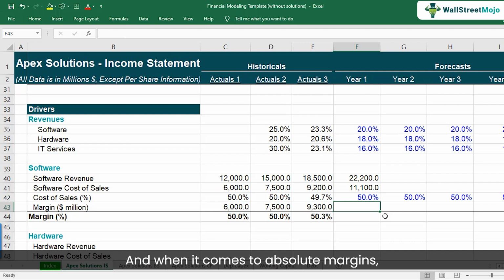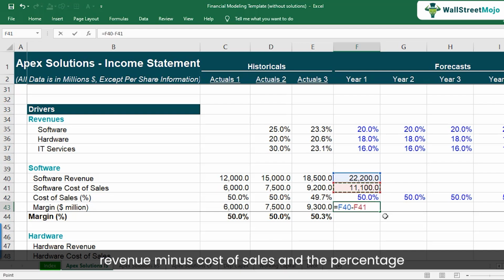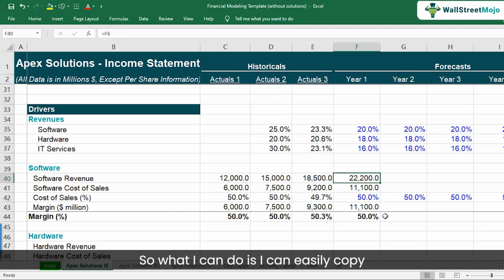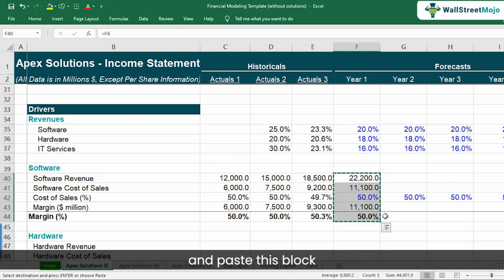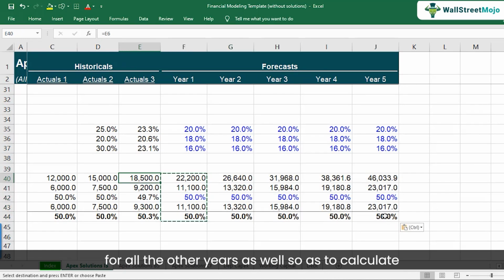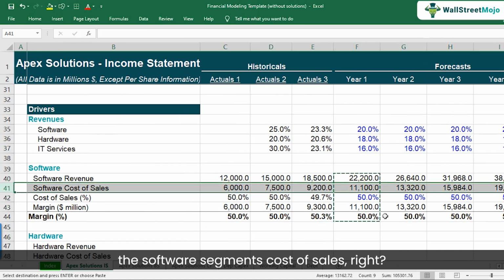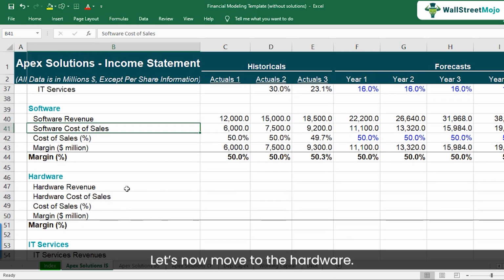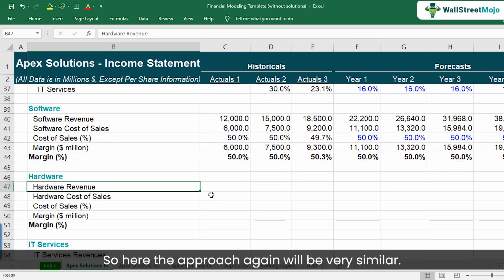And when it comes to absolute margins, how much will that be? This will be revenue minus cost of sales, and the percentage will be 11,100 divided by 22,200. So it comes out to be 50%. Okay. So what I can do is I can easily copy and paste this block for all the other years as well, so as to calculate the software segment's cost of sales, right? So with this, we are done with this part. Let's now move to the hardware. So here the approach again will be very similar.